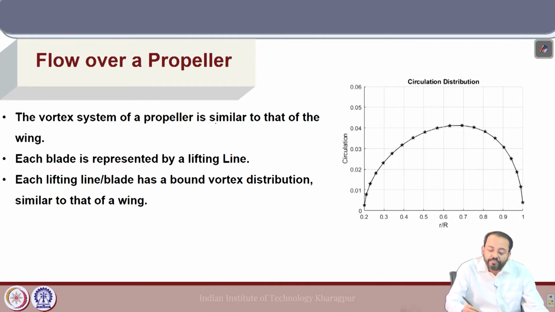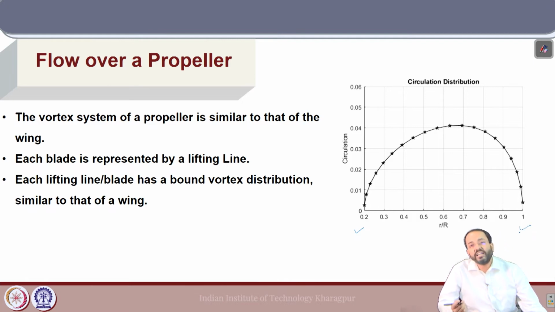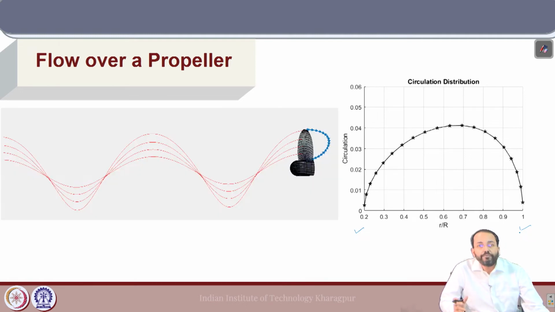So, we have the circulation distribution from the blade root to the tip. Blade root is at r equal to 0.2 R and tip at r equal to capital R, which is the radius of the propeller blade. So, this is the typical circulation distribution for a propeller blade when we neglect the effect of the hub. If we take care of the effect of the hub, we will have a slightly different distribution.